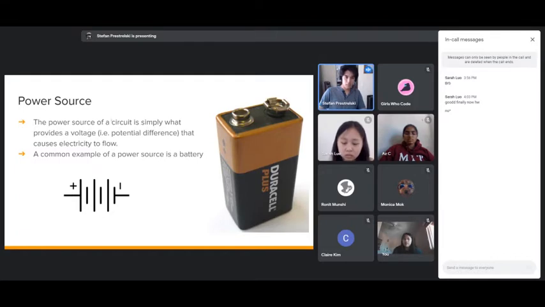The power source here simply provides the voltage that allows electricity to flow. I'm sure you're all familiar with batteries. And that's a common example of a power source, and it's represented on a wire diagram by this symbol. Sometimes you'll see only 2 sets of the big line, small line, sometimes you'll see 3, but the symbol more or less looks like this.